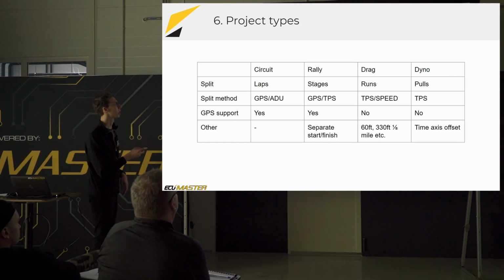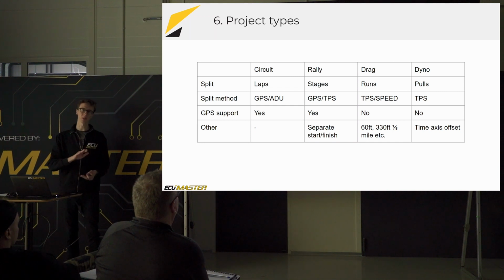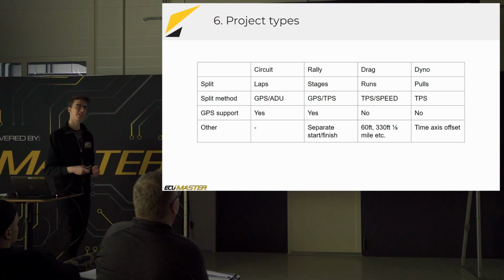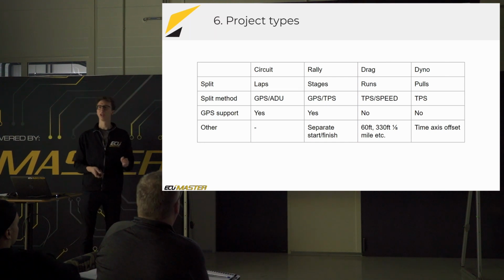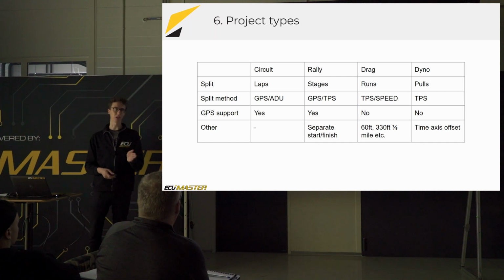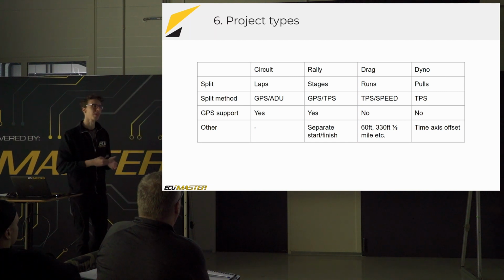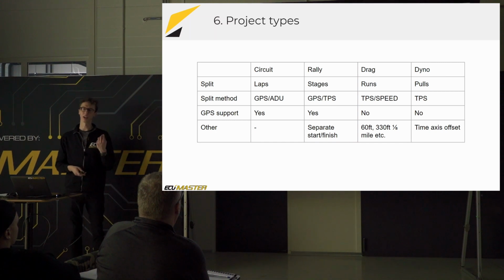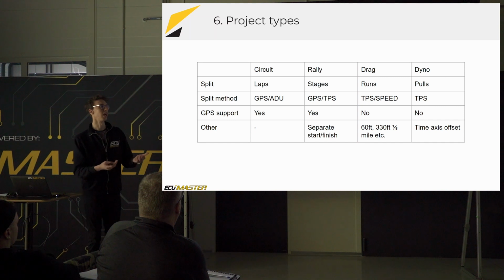In drag, the split will not be based on the GPS, such as in two previous cases. Instead, it will be based on the TPS input and on the speed. Once the software sees the throttle opens and the speed rises with some rate, it will mark it as the start of the run, and then it will calculate the distance along and place the markers in the 0 to 60 split, the 330 feet, the 1/8 mile, and this will be some kind of an analogy to the sector, right?